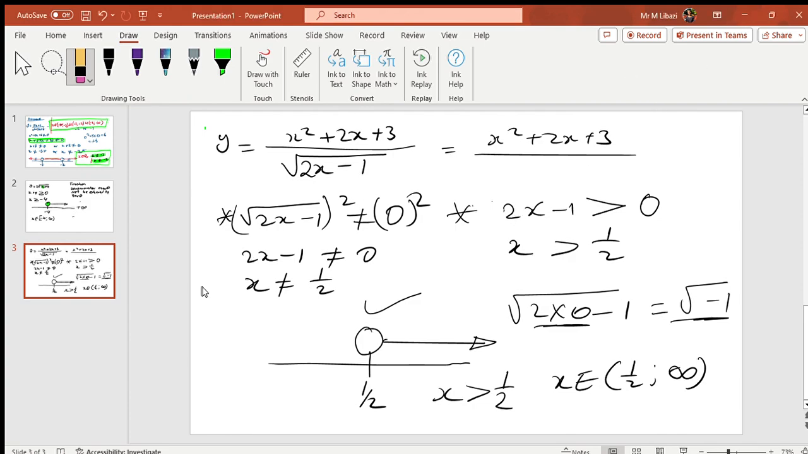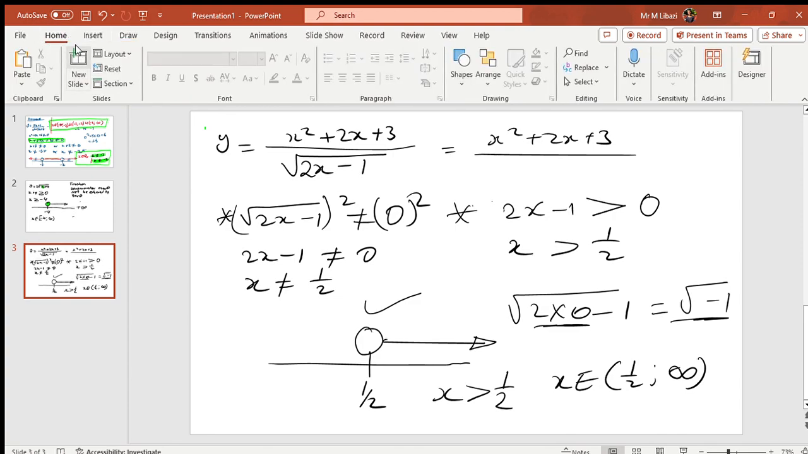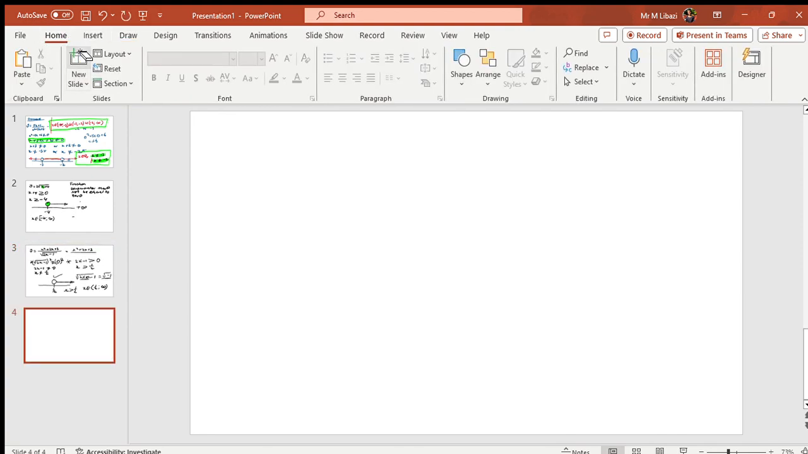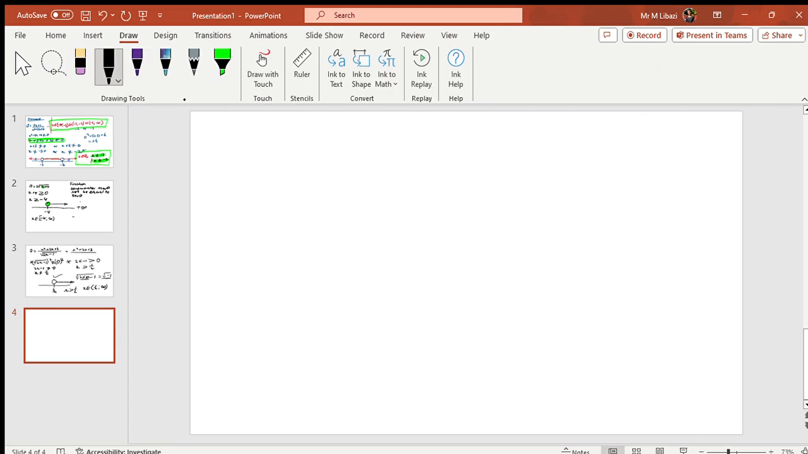So now let's do one more problem. In this problem, there will be a restriction on both the numerator and the denominator. So we have x plus 3 here, the square root, and then divided by the square root of what?